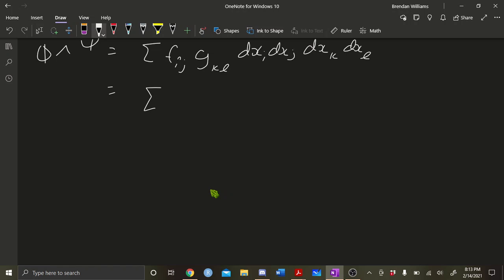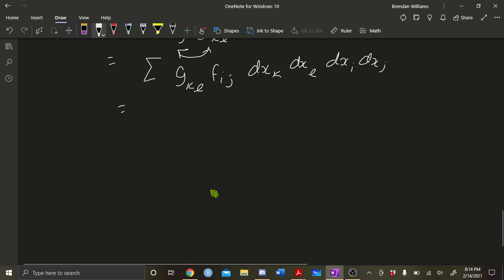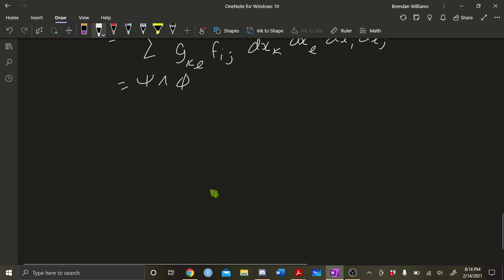And we're just going to flip the order of these two terms. So we get g sub kl f sub ij times dx sub k dx sub l dx sub i dx sub j. Okay, and what is that? Well, that's psi wedge phi. So in other words, two forms commute under the wedge product.